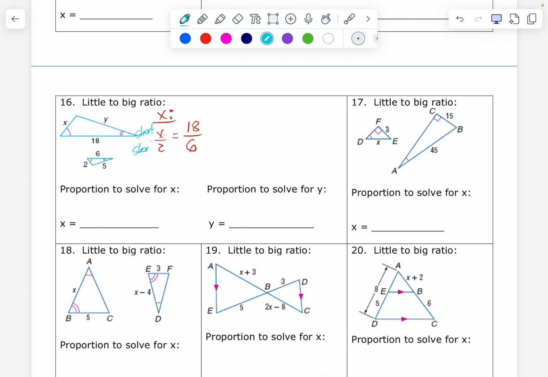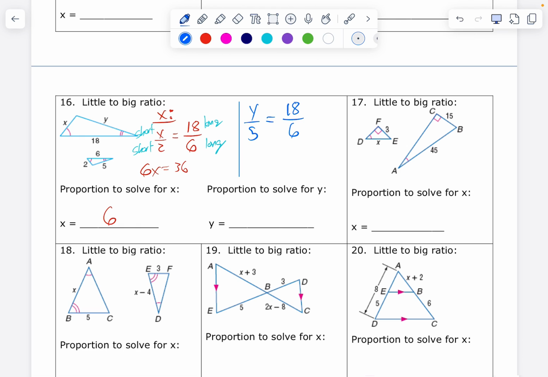Short, short, long, long. And we don't always necessarily know which one is short and long if we don't have numbers given. Okay, so the proportion is there. I'm not going to go down and write it below. So this becomes 6x equals 36 and x equals 6. Okay, what was the proportion for y? What was the proportion for y? Y to 5 equals 18 to 6.